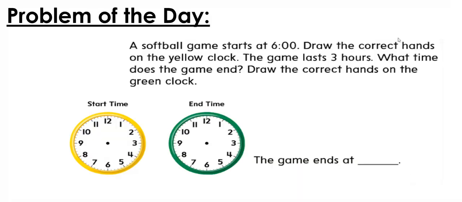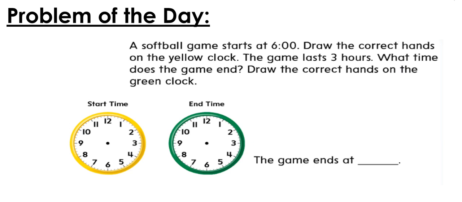Let's talk about this problem. Let's read it together. A softball game starts at 6 o'clock. Draw the correct hands on the yellow clock. The game lasts 3 hours. What time does the game end? Draw the correct hands on the green clock. So we have to find 2 times here.